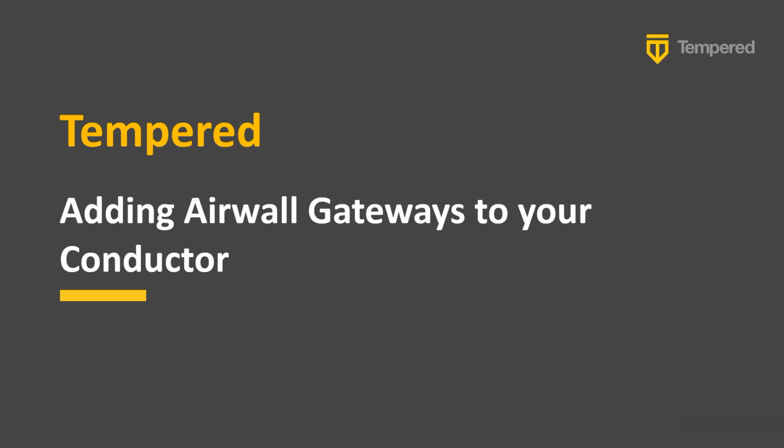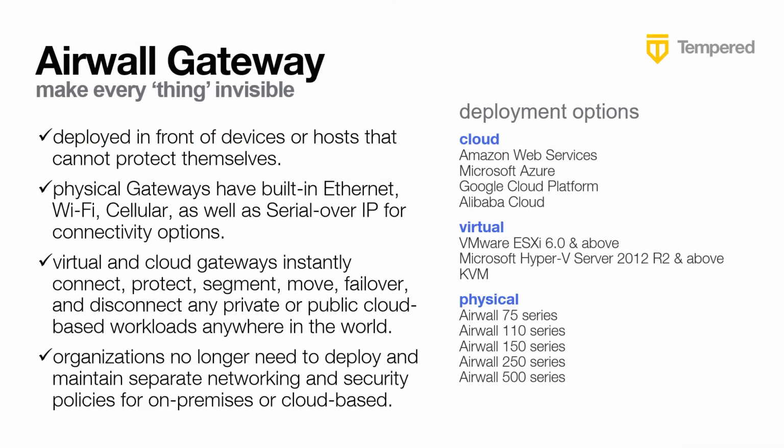Using the Host Identity Protocol, or HIP for short, each Airwall has its own unique 2048-bit cryptographic ID and military-grade encryption. It can be deployed on a variety of different platforms. In the cloud, which includes AWS, GCP, and Azure, virtual environments, examples of this would be VMware, Hyper-V, and KVM, along with 5 different hardware form factors.